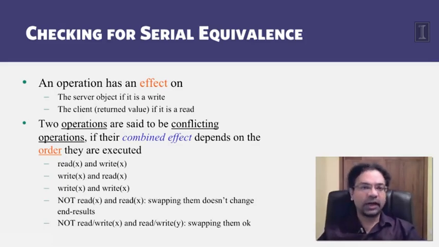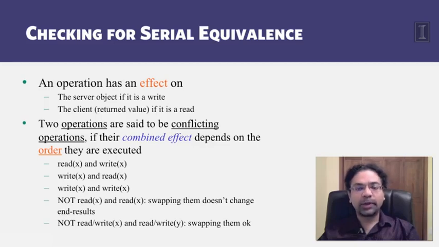So how do you check for serial equivalence? Now an operation has an effect on the server if the operation is a write, and so the server object is then updated. The operation has an effect on the client, the return value, if the operation is a read. We call these two the effects of the operation, depending on whether it's a write or a read. Now two operations are said to be conflicting operations if their combined effect depends on the order in which they're executed.